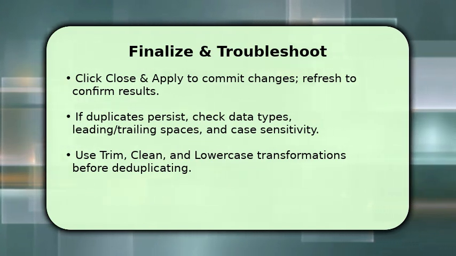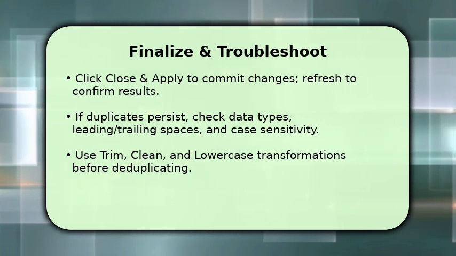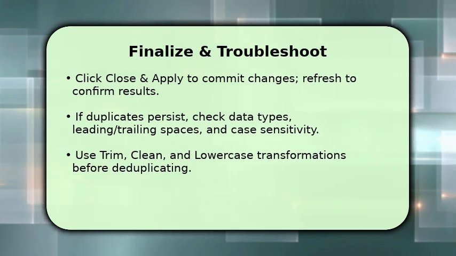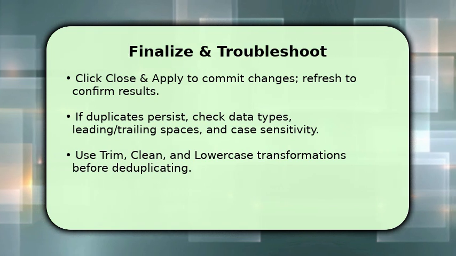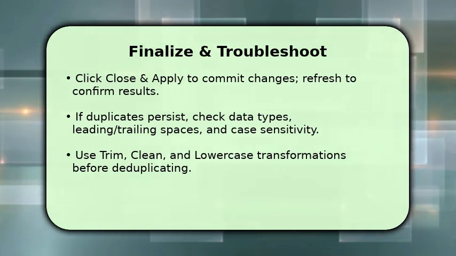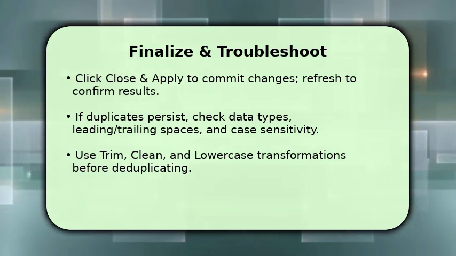If you still see duplicates, make sure values aren't different because of spaces, casing, or mismatched data types. Use trim, clean, and lowercase transformations before deduplication. One quick tip: if you need deterministic selection, perform a sort and add an index. Then remove duplicates to guarantee which row remains. That covers common fixes if things go wrong.